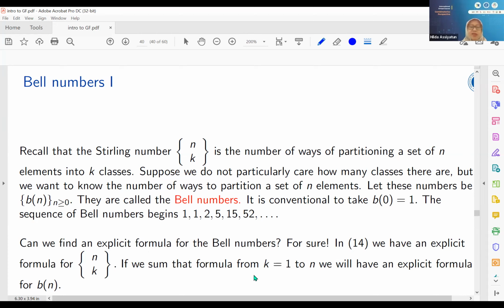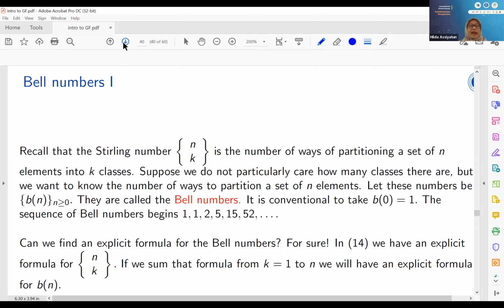Yeah. So if we sum up the Stirling number from k equals 1 to n, then we will have an explicit formula for Bn. Yeah, so there's nothing great about this. That's obvious, right? And you see that the Stirling number is already messy. So if we add more summation there, you can imagine that will be much messier.